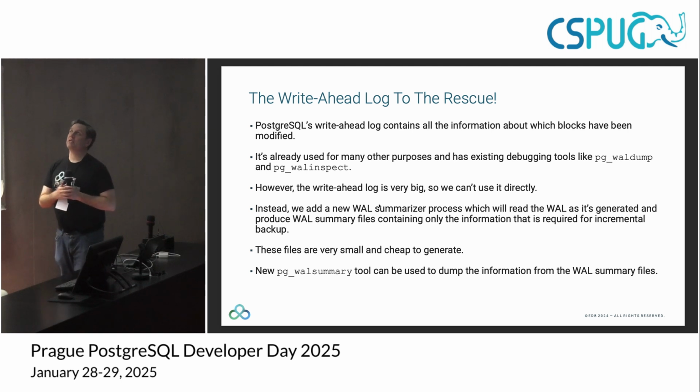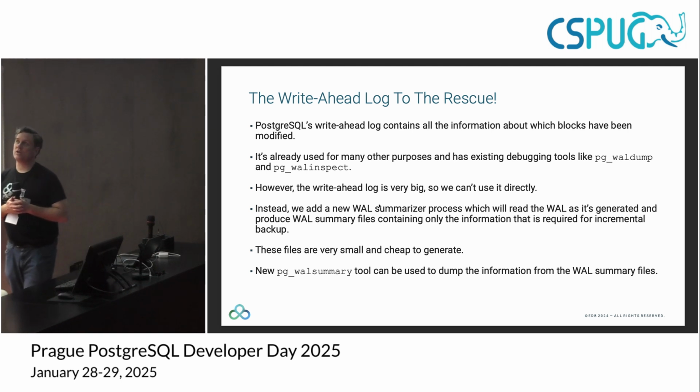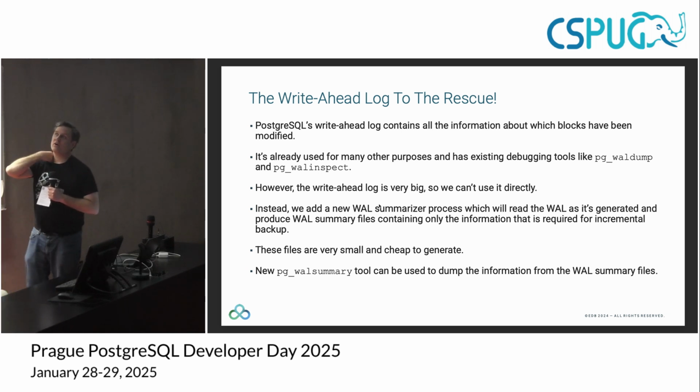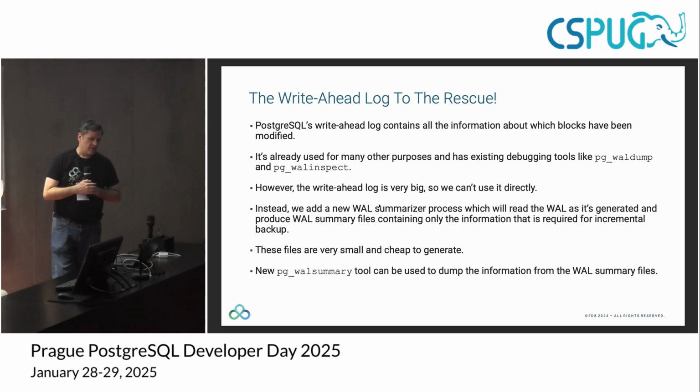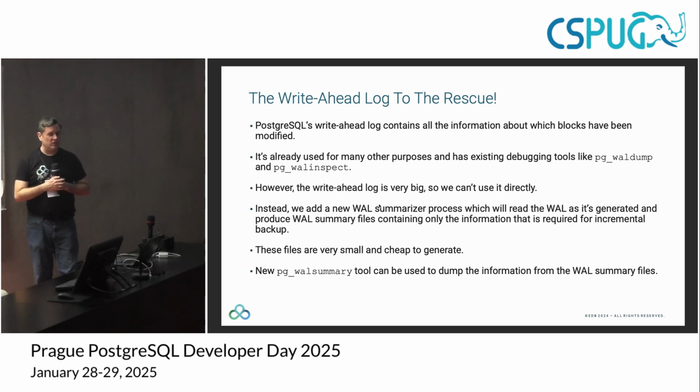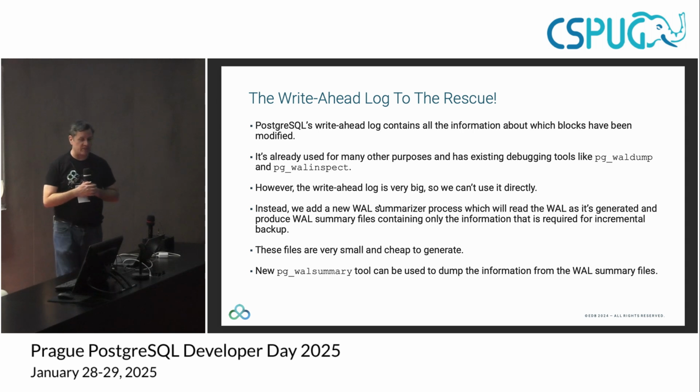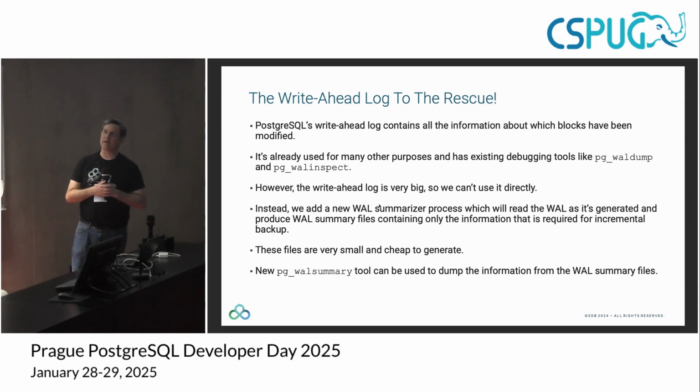And we have existing debugging tools like pg_waldump and pg_walinspect so that we can see what's happening in the write-ahead log and understand what may have gone wrong in the case of any problem. So it's a really good tool. The write-ahead log is something that PostgreSQL has been working on improving for 20 years probably now. 25 years? A long time. And I think it's generally very robust. But it does have one big disadvantage for our purposes here, which is that it's very big.